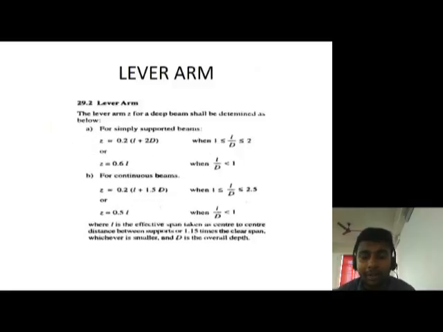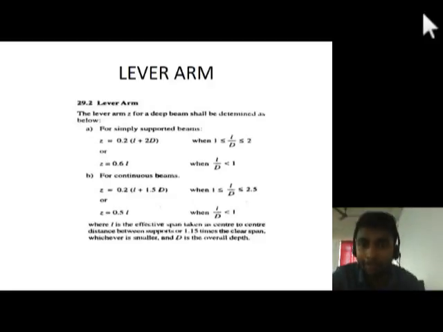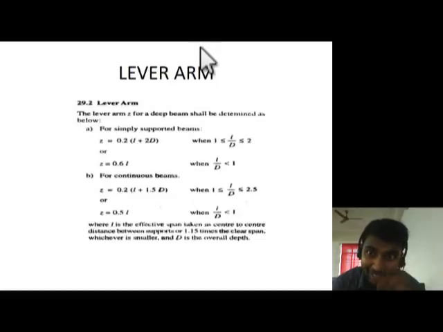Next, we have to find out the lever arm. For the lever arm, we have some conditions which are provided in IS 456, I think around page number 55, clause 29.2. The lever arm Z of a deep beam shall be determined as below. For simply supported beams, Z is equal to 0.2 into (L plus 2D), where L by D is less than or equal to 2, and Z is equal to 0.6L, where L by D is less than or equal to 1. It is for simply supported beams.